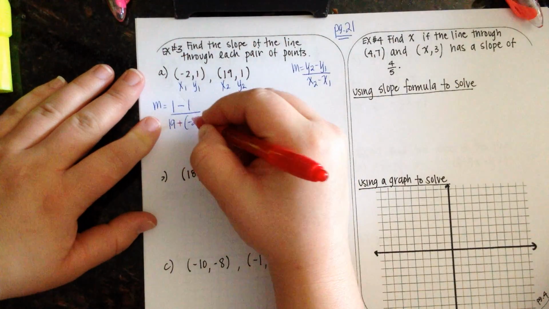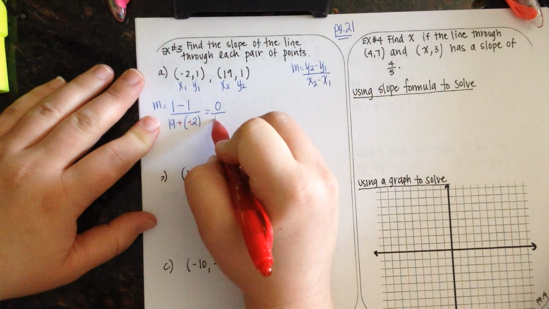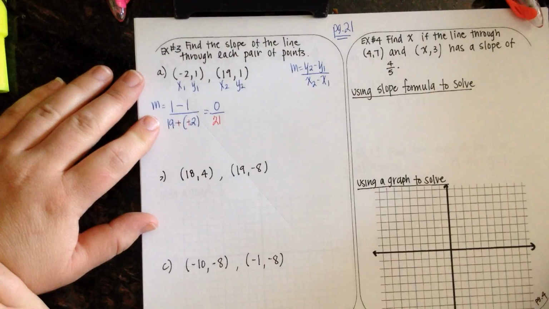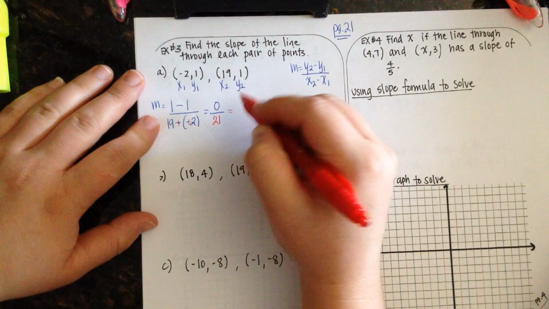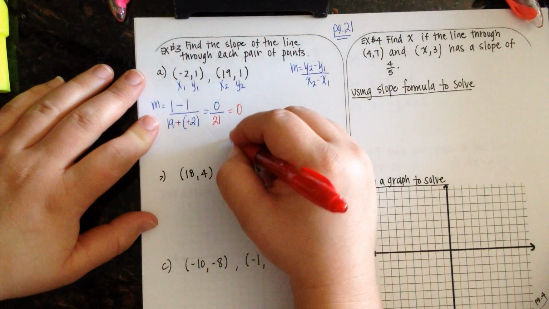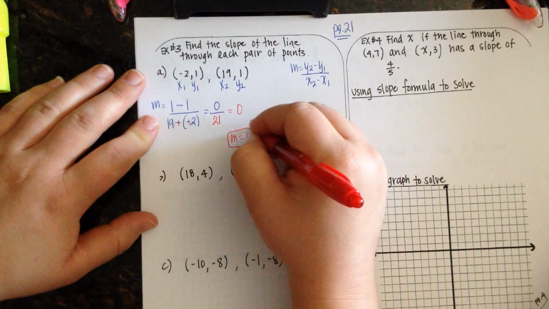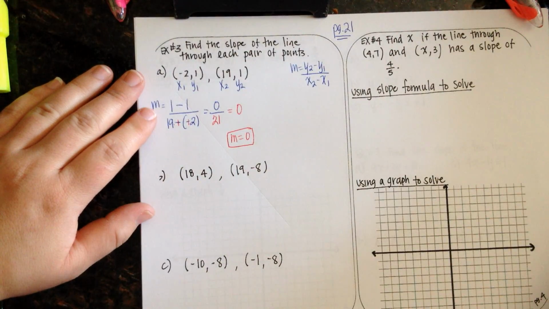Okay, this becomes a positive. 19 plus 2 is 21. When 0 is on top, my slope is 0. So m equals 0 for this first problem.